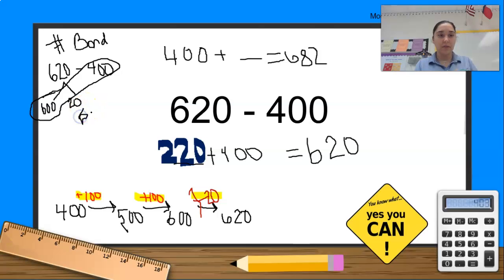Oops. 600 minus 400 equals 200. Then I add the parts that are left over. 200 plus 20 gives me 220. Oh my goodness. I solved this problem using the number bond and the arrow way count on, and I was able to solve both problems.